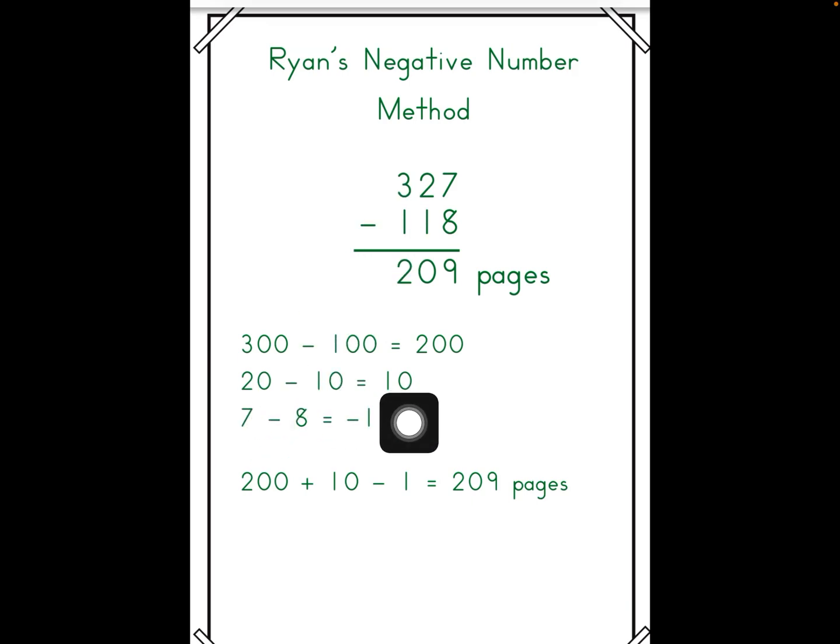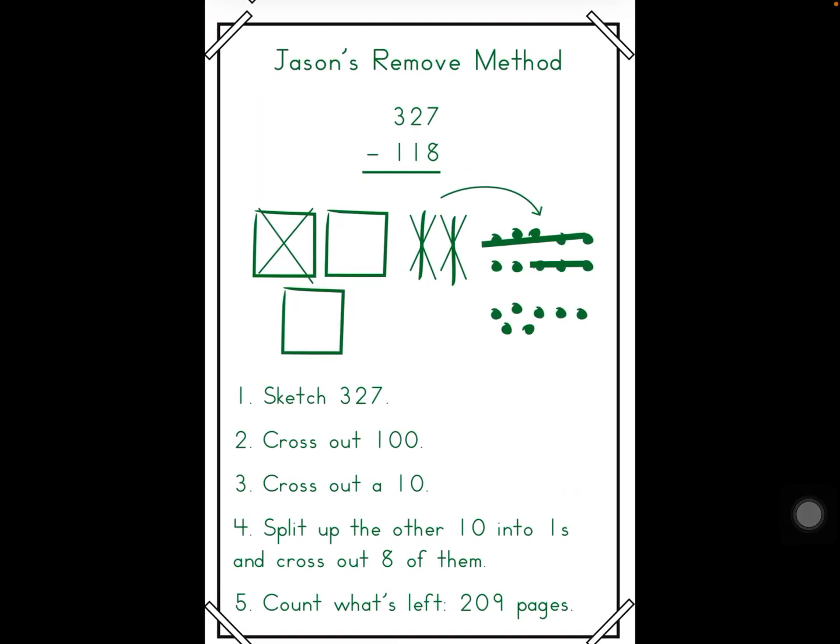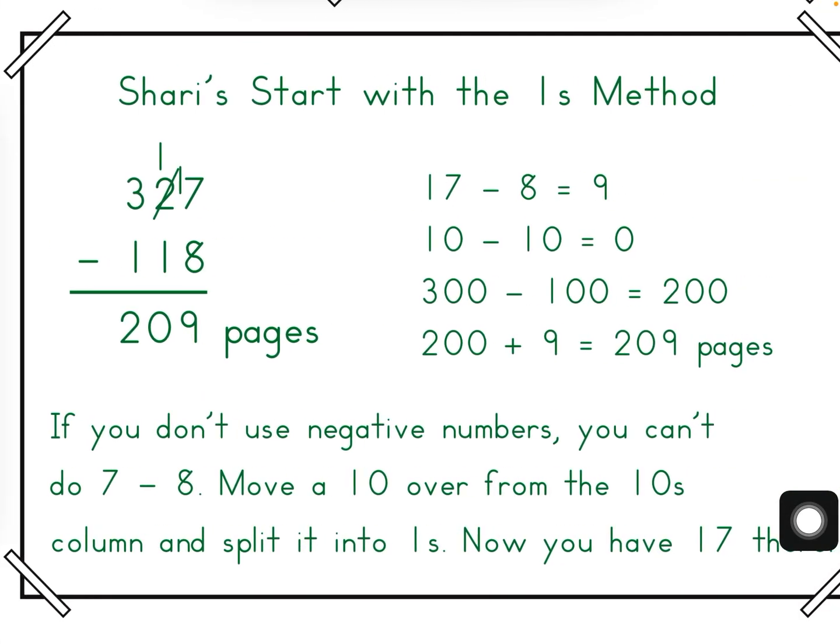He took away the 20 and the 10 to get to 10. Now, you can't take away 8 from 7, but if you did take away 8 from 7, you would end up with a negative 1. Then you add up all of those numbers, which is 200 plus 10 minus 1, which is 209. That's how to do the negative number method. Then there's the remove method. You could start with, like we worked on expanded notation the other day, your hundreds, your tens, and all of your ones, and then take away or X out what's left. That's what Jason did. And here's Sherry's method with the ones.